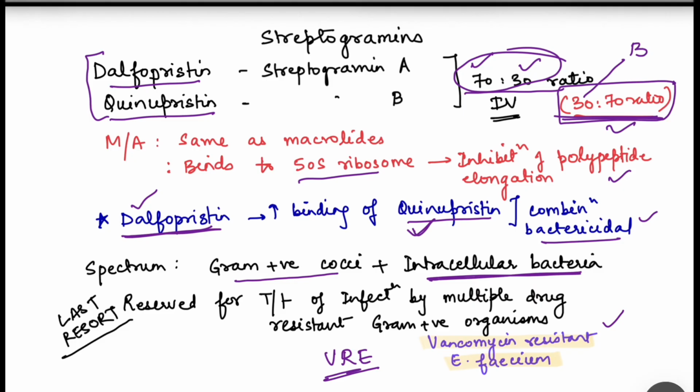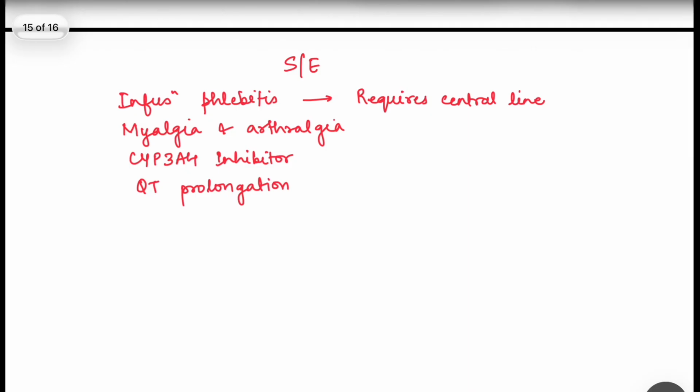However, again this drug streptogramins is not the first drug to be used in this case. In fact, there is other drug which we are going to talk about because of its adverse effects, the main adverse effect being infusion phlebitis, because as soon as it is given IV, there will be severe phlebitis and that is why this requires central line. So this becomes a major limiting factor for using streptogramins.